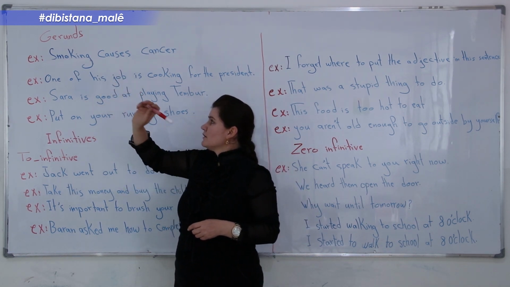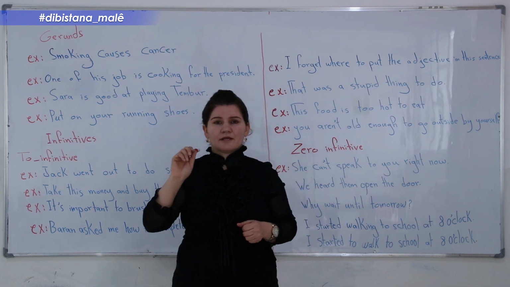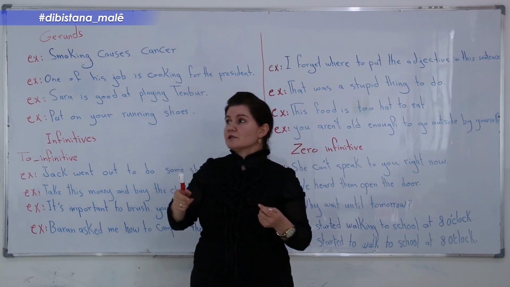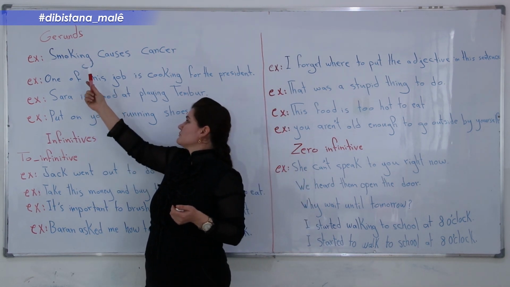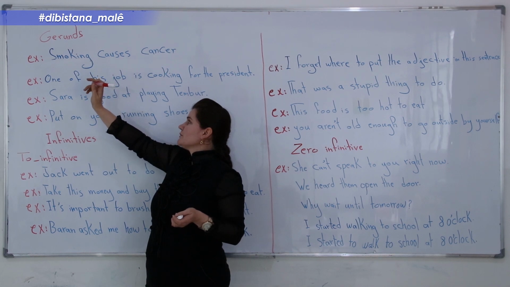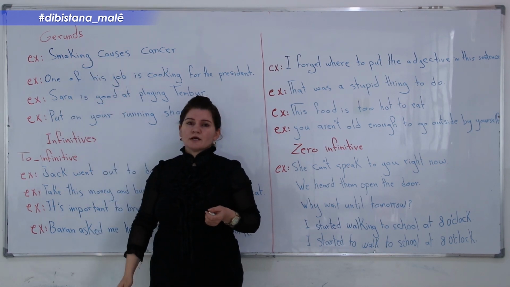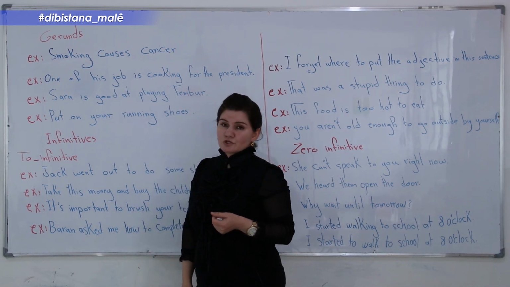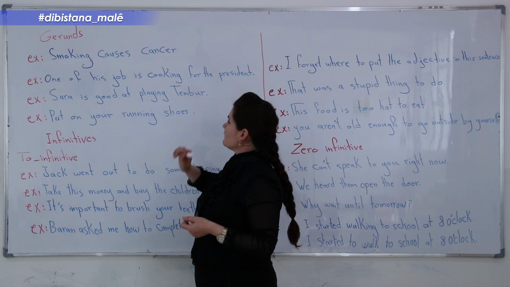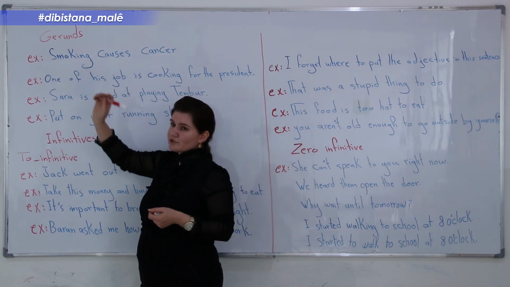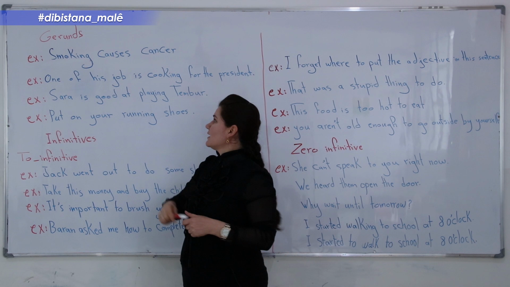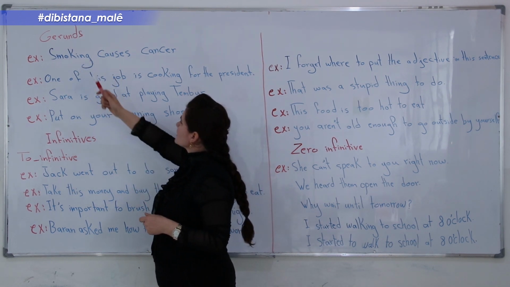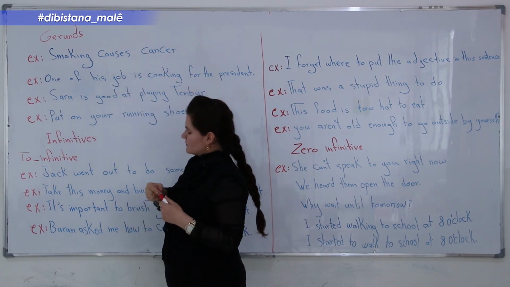A gerund is a verb that is used as a subject in sentences, and it's a verb ending with ing, similar to the present participle. So let's start with the uses of the gerunds. The first use, we use a gerund as a subject of the sentence. We have an example here: Smoking causes cancer.